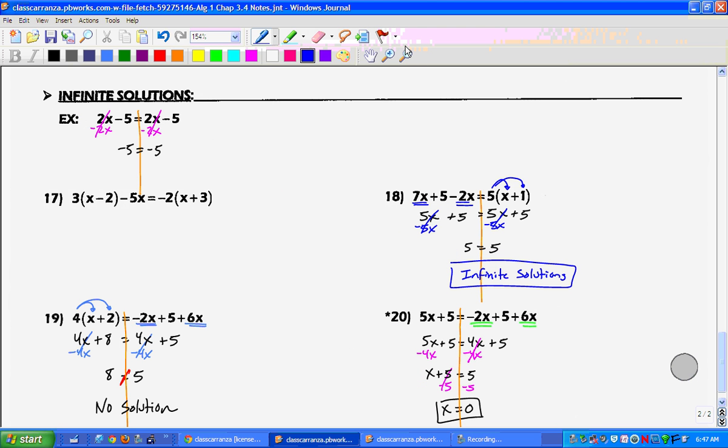Okay, so 18, 19, and 20 are examples of the three different types of answers you can have. You can have one that says infinite solutions, you can have no solutions, or you can have one solution, and that's when it's just one number.